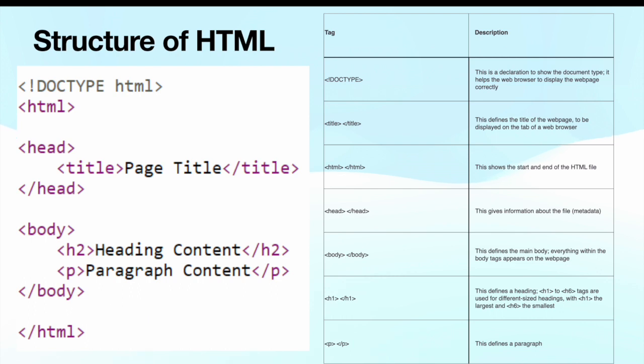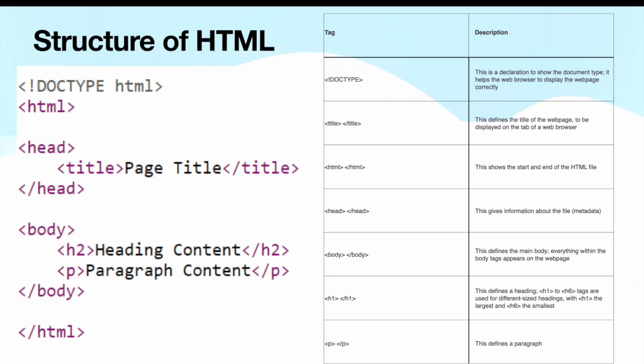And then in the second line, you have the HTML tag, which is used to show the start of the HTML file. And in the last line, you can see HTML preceded with a forward slash. It is used to end your HTML file. And then you have the third line. In the third line, you have something called head, and this tag gives you information about the file, and this is actually metadata. Then when it is preceded with a forward slash, that means the head is ending.